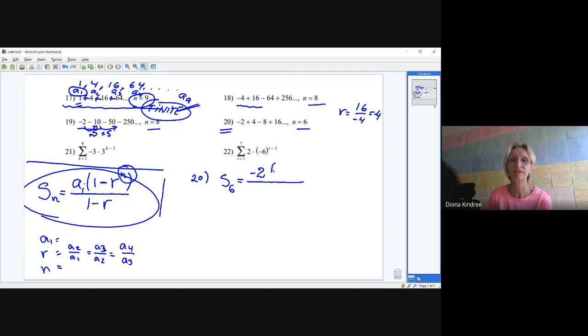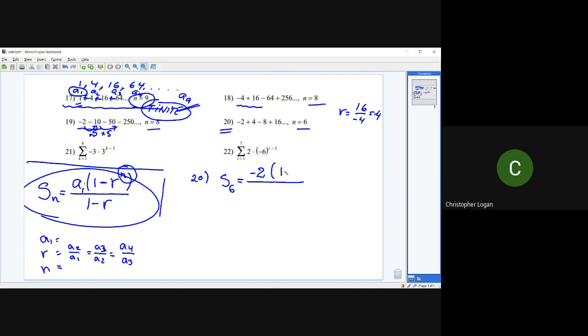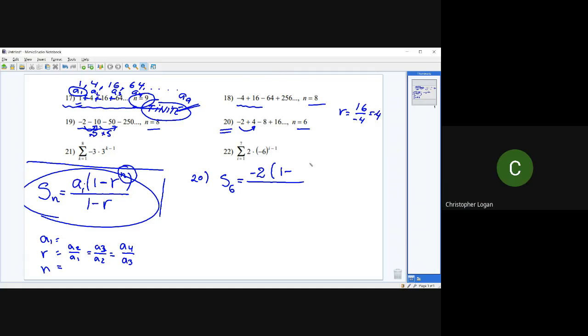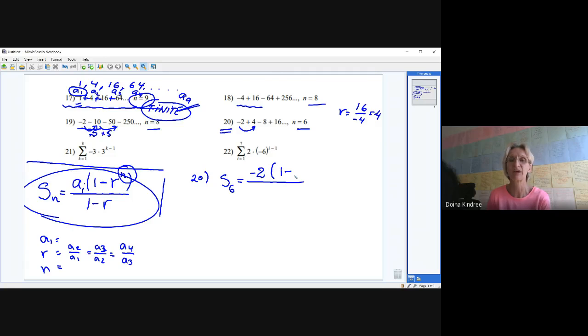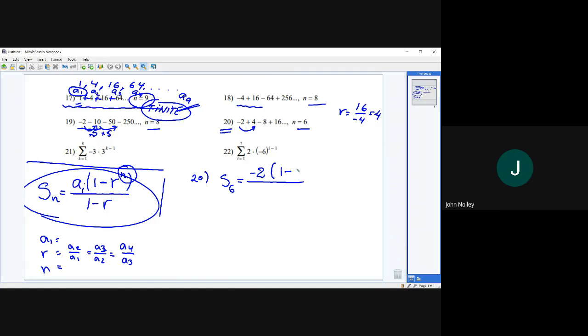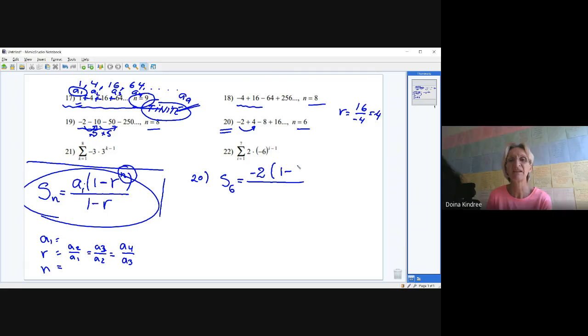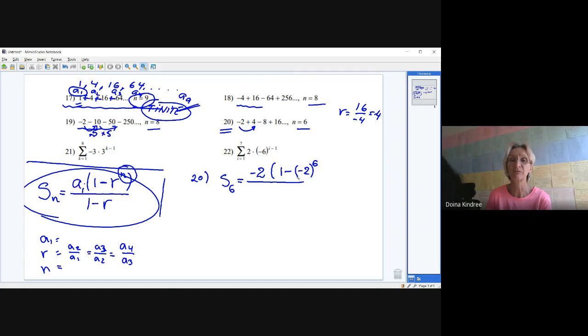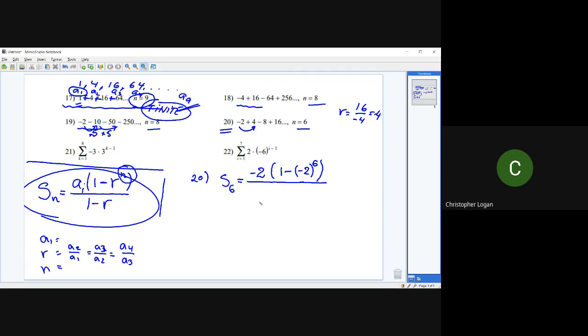Very good. Open parentheses, 1 minus r over. The r is, how do I get from -2 to 4? You multiply by -2. So what I do now is put the -2 in parentheses, because this negative will multiply by itself as many times as the exponent is here, correct? If you don't put it in parentheses, these signs will get messed up and it gets confusing.